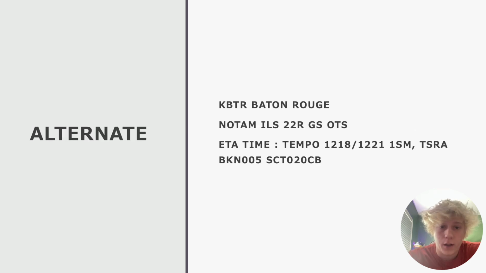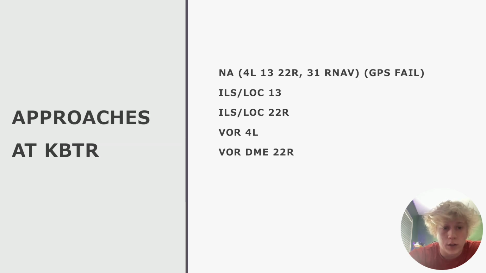Like I was saying, our alternate Bravo Tango Romeo, the NOTAM: the ILS 22 right is out, the glide slope is out of service. And then if we look at the TAF, that line I was talking about prior, there's that TEMPO line. We've got 1 statute mile, some storms in the area, and broken at 500. So we do obviously need an alternate, so it's time to look at the approaches at Bravo Tango Romeo.